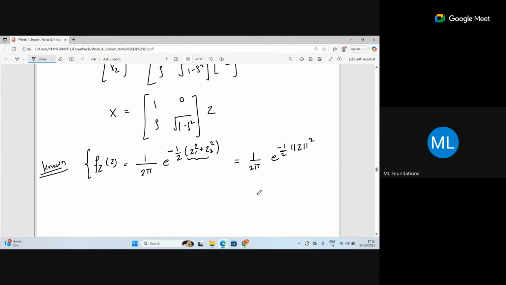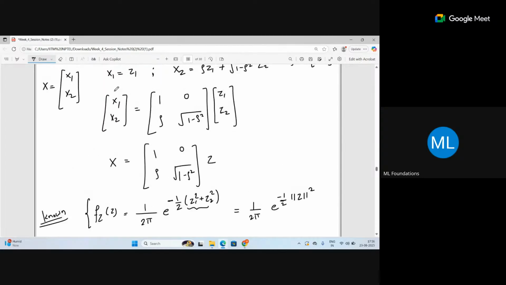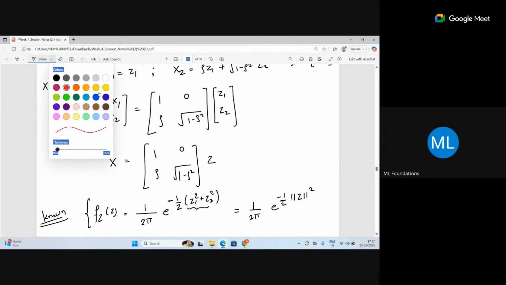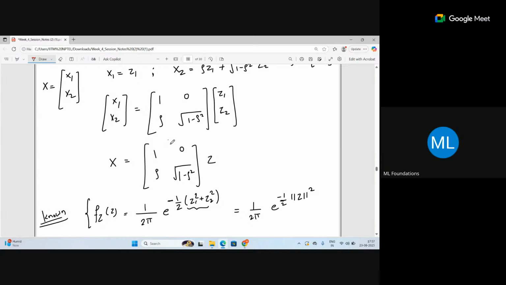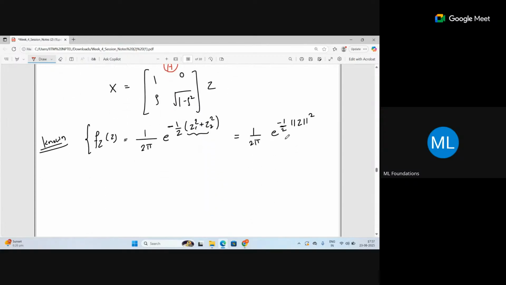Okay, so this is known to me, right? Now what is unknown to me? The joint density of x1 and x2, right? That is my goal now, to find out the joint density of x1 and x2. Now treat this as a matrix, right? Let's say this matrix is A.